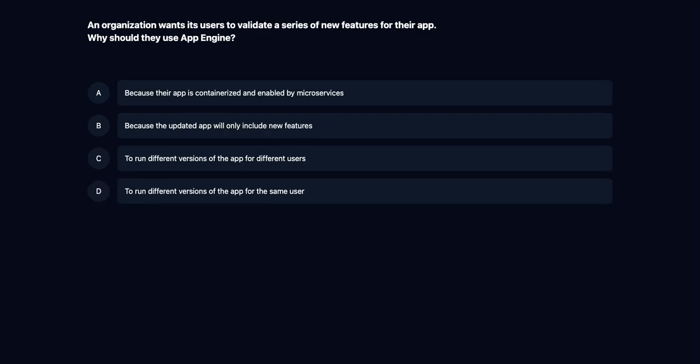An organization wants its users to validate a series of new features for their app. Why should they use App Engine? A. Because their app is containerized and enabled by microservices. B. Because the updated app will only include new features. C. To run different versions of the app for different users. D. To run different versions of the app for the same user.